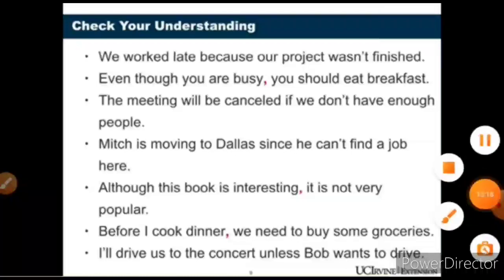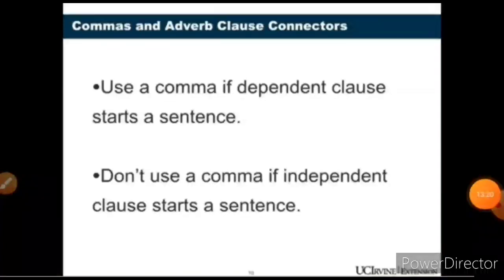So let's revise, and we have a comma and adverb clause connectors. We call them adverb clause connectors as well. So what have we learned in this lesson today? We have learned that in a complex sentence, we use a comma if the dependent clause starts a sentence, and we don't use a comma if the independent clause starts a sentence.